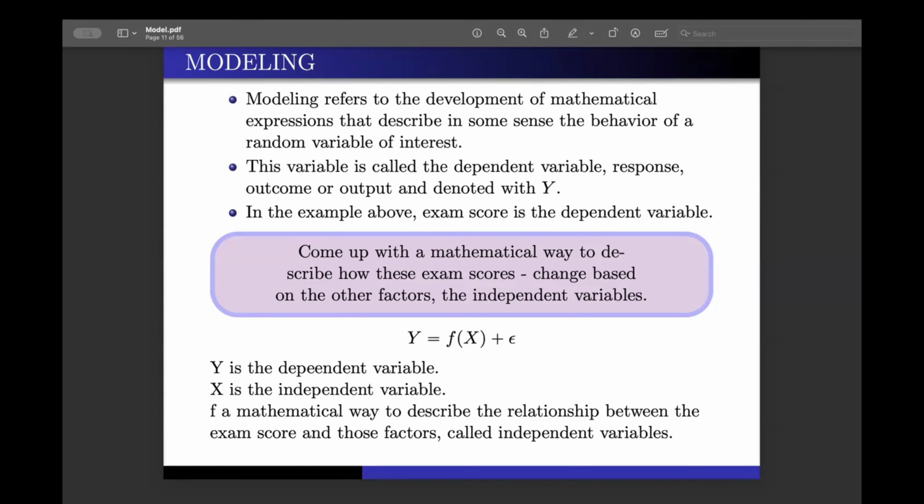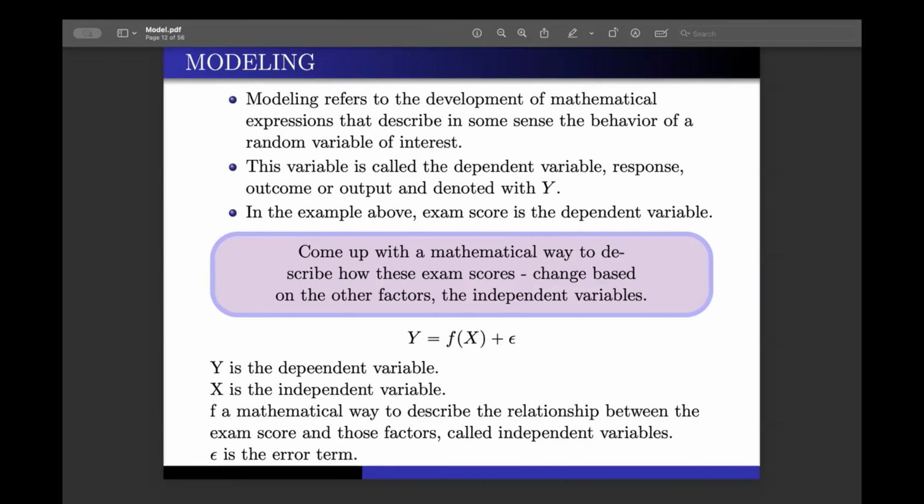We know that x and y are related to each other. As you change the value of x, the value of y, the dependent variable, is also going to change. So the value of the dependent variable is completely dependent on the independent variable, which means they are associated with each other. They have some sort of relationship. Y is a function of x. That's why when you change the value of x, the value of y also changes. So this f is a mathematical way to describe the relationship between the exam score and those other influencing factors called independent variables.